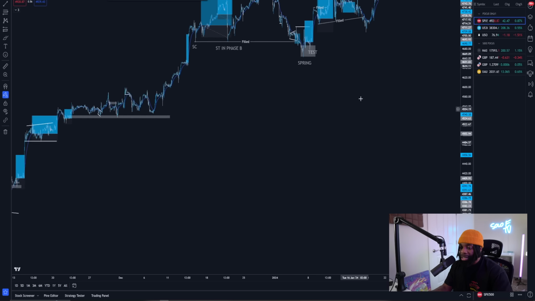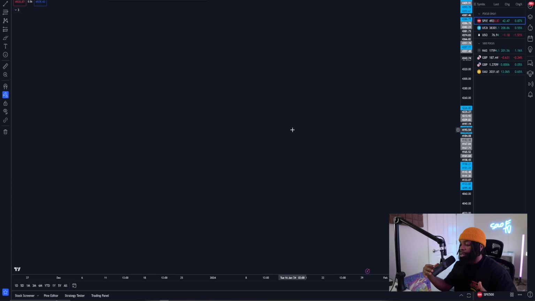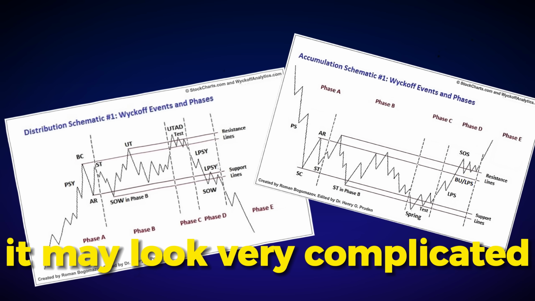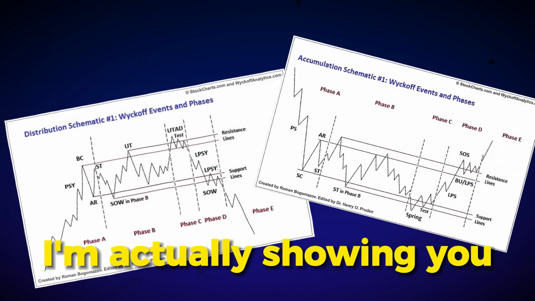So what we're going to be talking about today is, like I said, liquidity grabs. Let me show you an example of what a liquidity grab can look like in a perfect world, as far as how I'm going to break it down. My concept and strategy is part of Wyckoff, which I will pop up, and it may look very complicated compared to what I'm actually showing you.